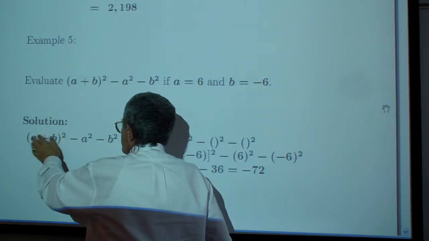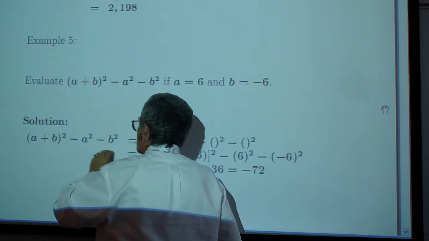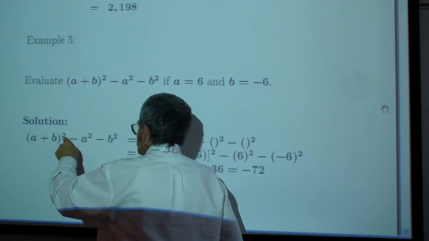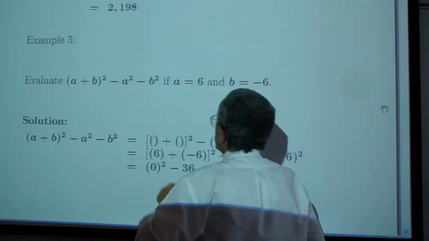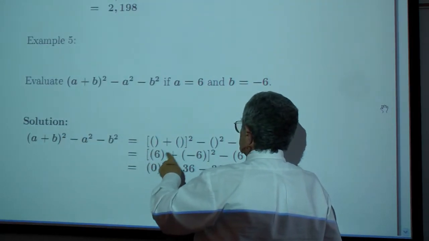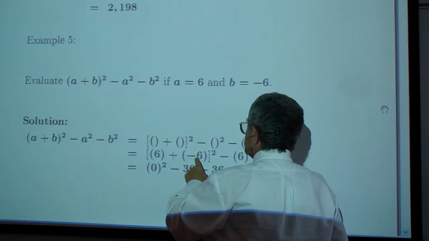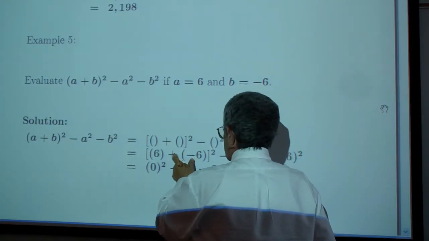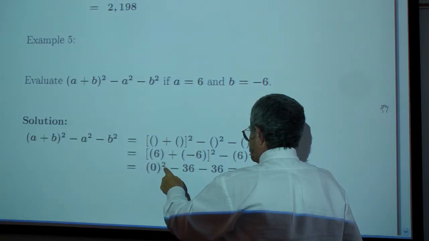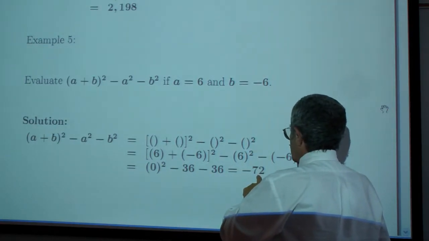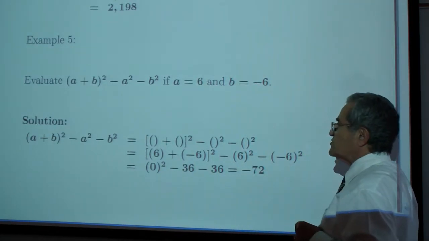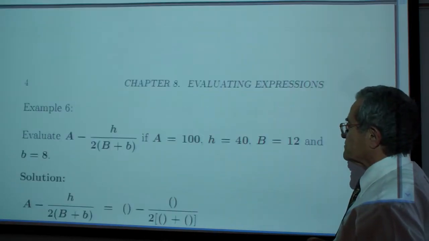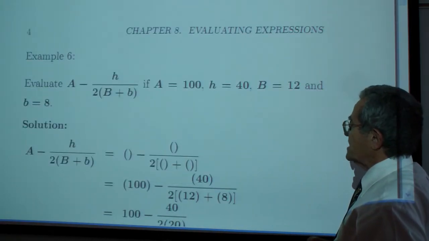You're down to one number. And then you go to your next P, and you have a square. Now you have the square. So you plug in a, which is equal to 6, b, which is negative 6. So you get 6 plus negative 6, which is 0 quantity squared, and you end up with negative 72. Example 6.